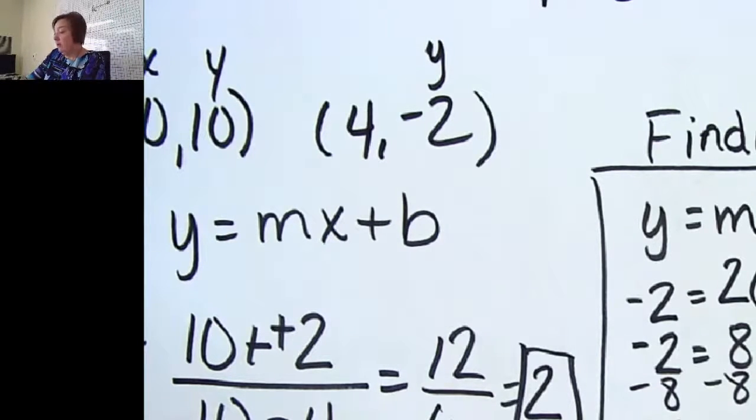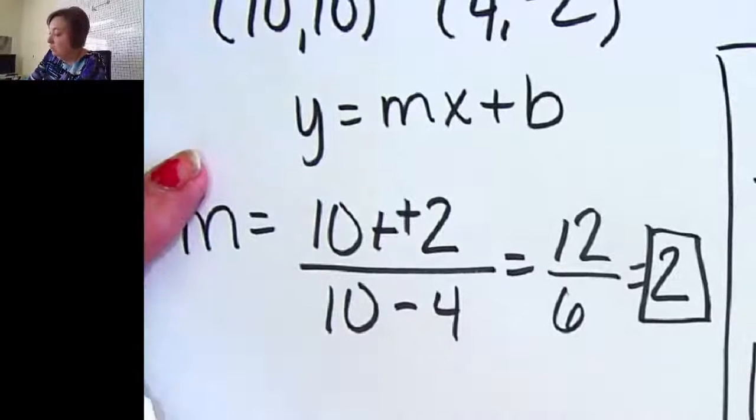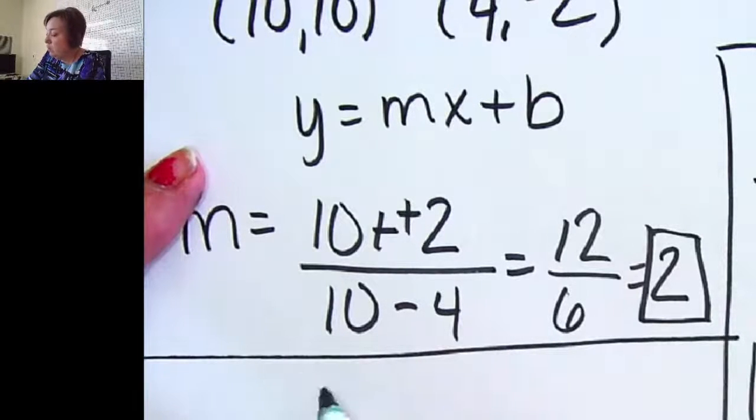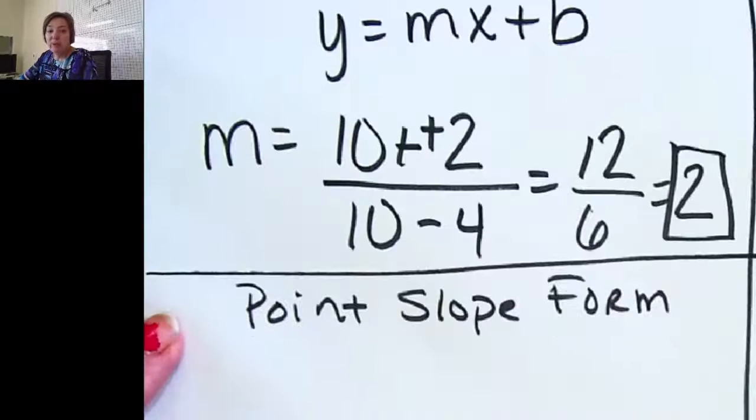Now, that's one method. That's just finding b and then rewriting the equation, right? Well, we have another method that you need to know, and it's when you use point slope form. Point slope form. Does anybody remember point slope form? Do y'all remember it? You remember it, Trey? What do you think it is?